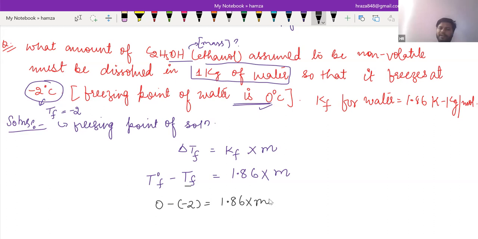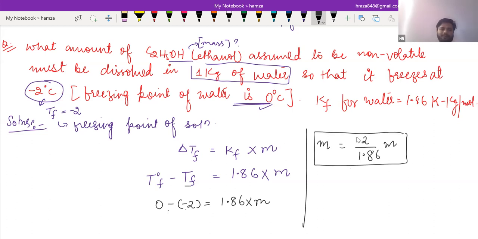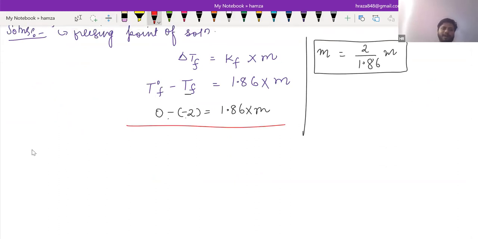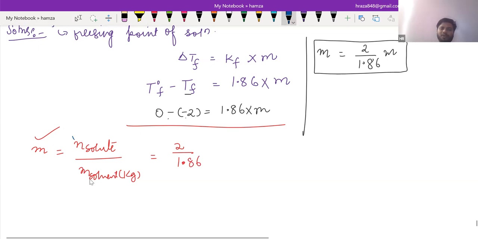We are going to find m first, that is molality. So molality will be minus into minus, that will be plus 2 upon 1.86. This is the molality we got. Now we need to calculate the mass of ethanol. With this value of molality, we can apply the formula molality equals number of moles of solute upon mass of solvent in kg, and we also know that number of moles of solute is given mass upon molar mass. Can anyone tell me what is the molar mass of C2H5OH?